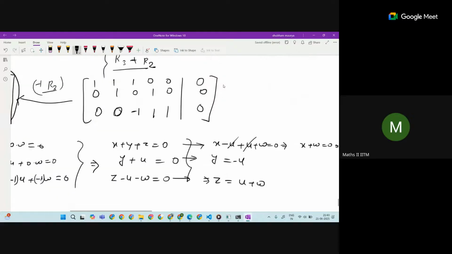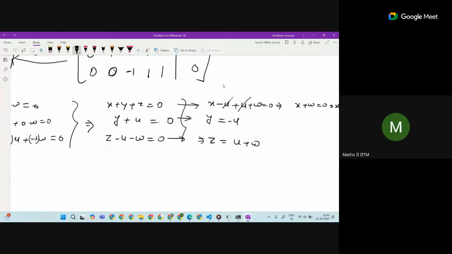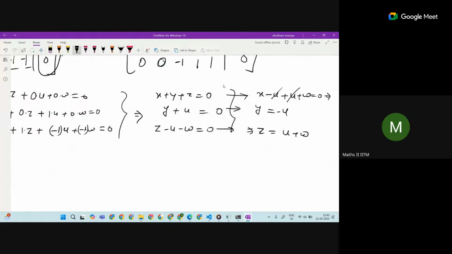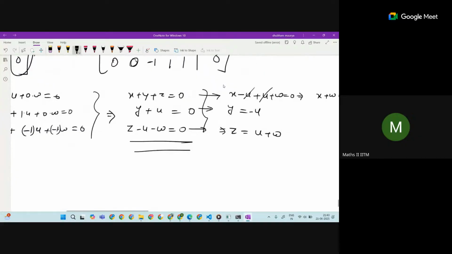Or in a different way, if you are not understanding there, you can understand from here: if you convert finally to the system of linear equations, then slowly you will get which one is a free or independent variable and which one is a dependent variable.